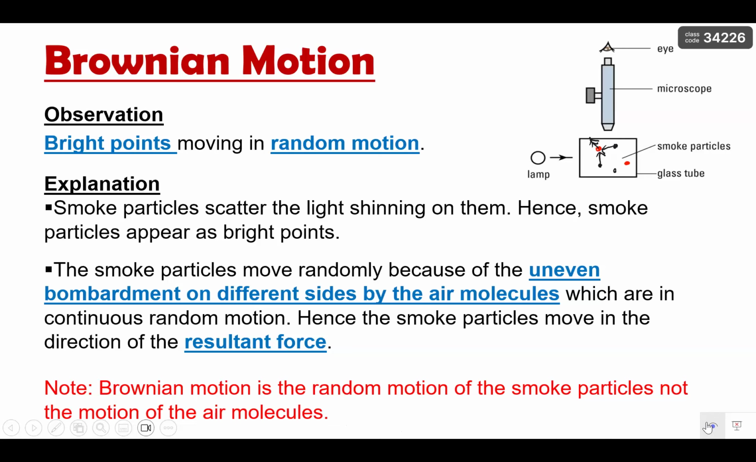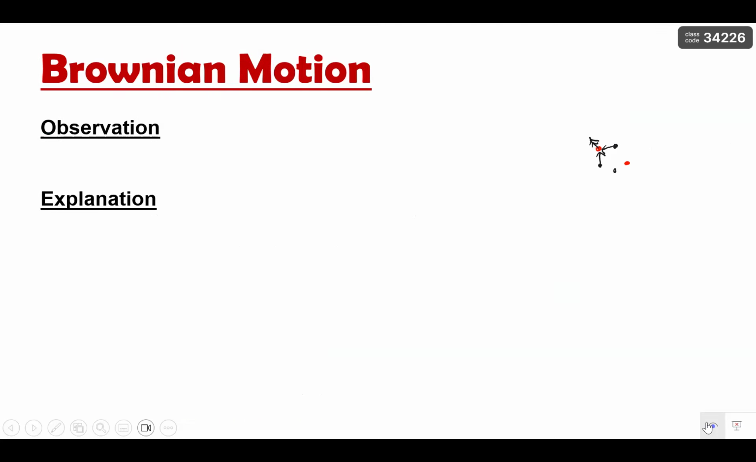Okay, so you don't see the air, so Brownian motion is not the random movement of the air particles. Brownian motion is what you see, which is the random motion of the smoke particles when they are surrounded by air particles. So I repeat again, Brownian motion is what you can see. You can only see the smoke particles moving about, not the air particles. So Brownian motion is the random motion of the smoke particles when they are surrounded by the air molecules.